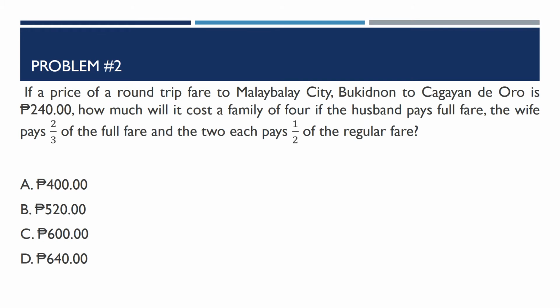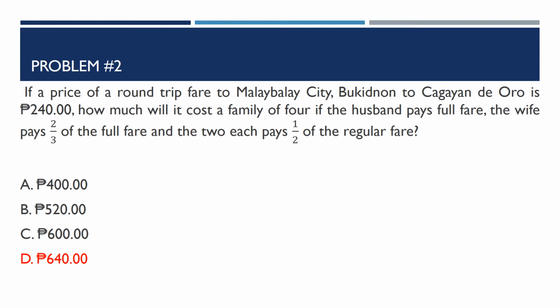So let's have the second problem. If the price of a round-trip fare from Malaybalay City, Bukidnon to Cagayan de Oro is 240 pesos, how much will it cost a family of 4 if the husband pays full fare, the wife pays 2/3 of the full fare, and the two each pay half of the regular fare? So let's answer. The answer for this problem is 640 pesos. And how did we get that answer?